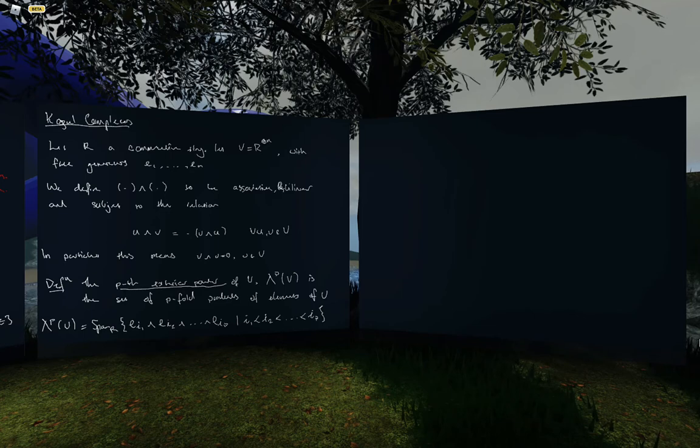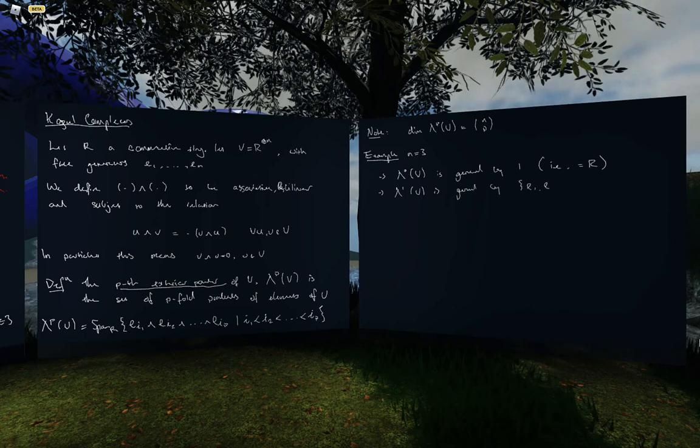So moving on to the fourth board, in particular, we note that the dimension of this thing is n choose p, right? So that's just a way of counting those ascending sequences. And so, for example, we'll have a look at the case of n equals 3. We have that the zeroth exterior power is generated by 1. So it is equal to R. The first exterior power is generated by E1, E2, E3. So it is equal to V.